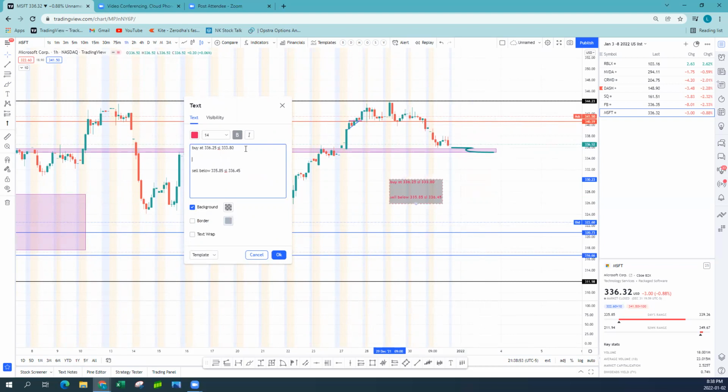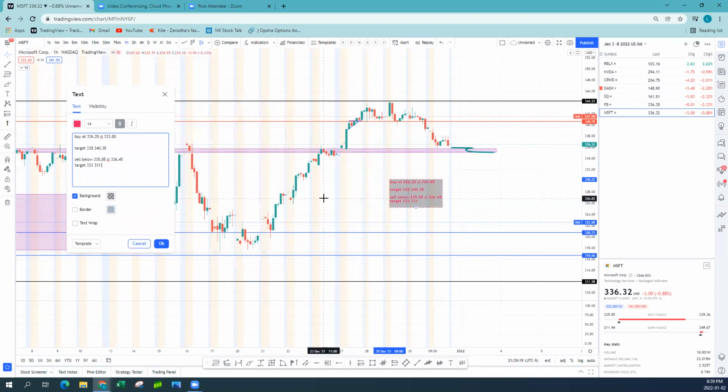The target for this one, if you're buying at 336.25, the first target will be 338, and the next target will be 340.35. If you're selling around 335, then the target will be 333, and the next target will be around 331, 326. So that would be the target for Microsoft.